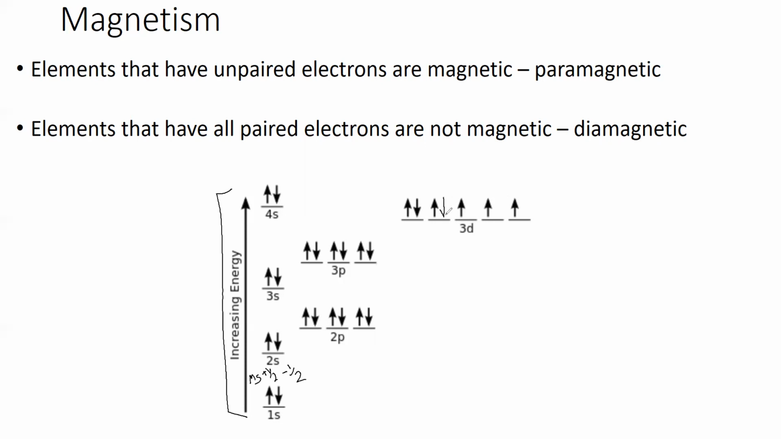However, if I was to pair up everything, then these paired electrons would not be magnetic. Everything's paired up, so this element would not be magnetic, so that's diamagnetic. So that is what is determining whether something is magnetic or not. Do you have unpaired electrons in your orbital shells? If yes, you're magnetic. If not, you're not magnetic.